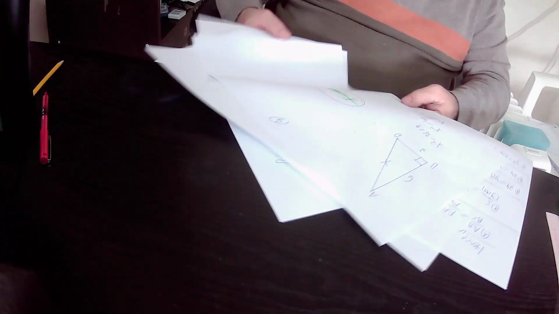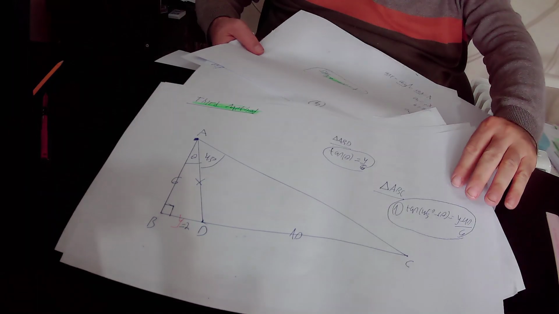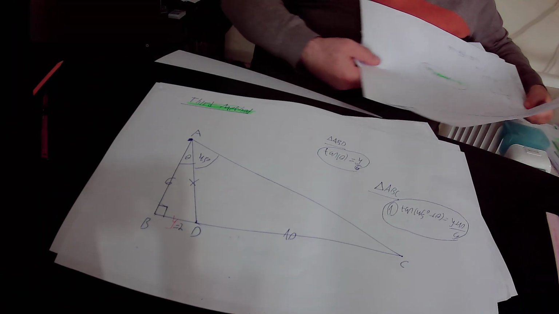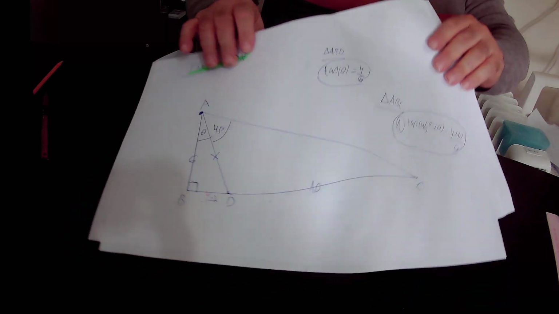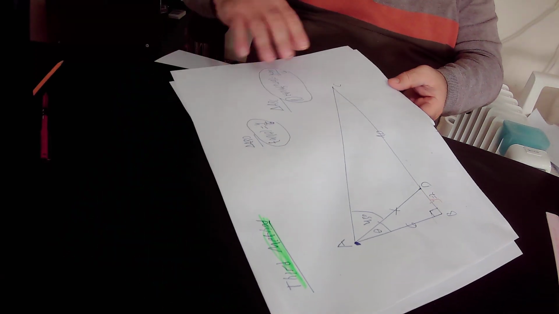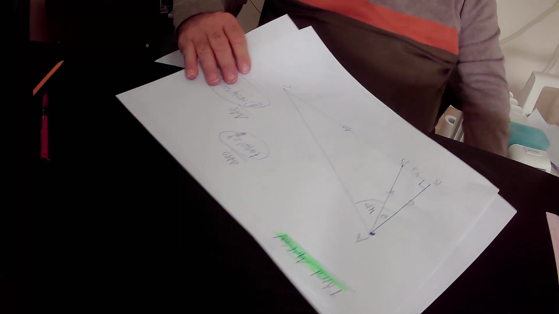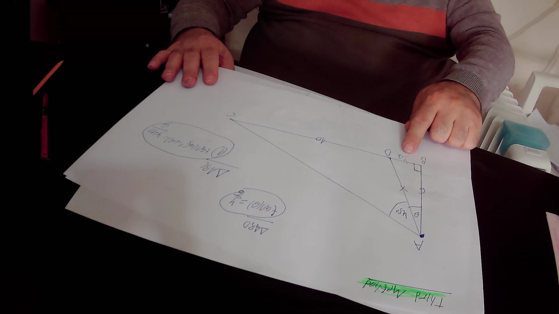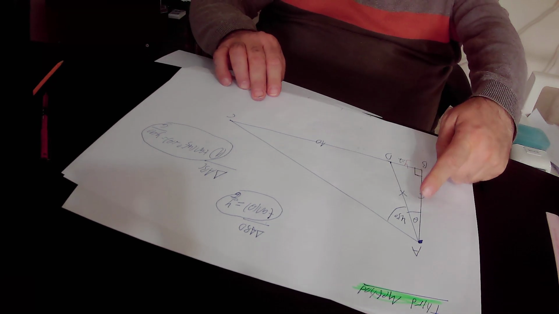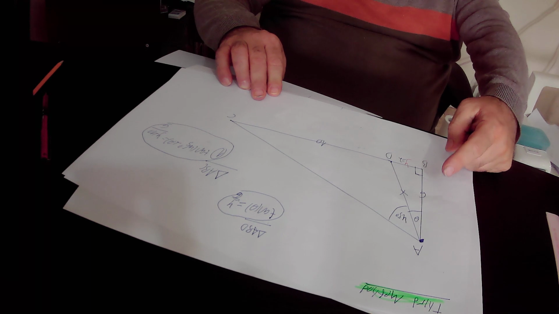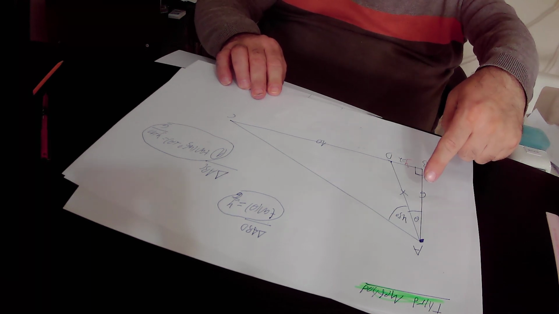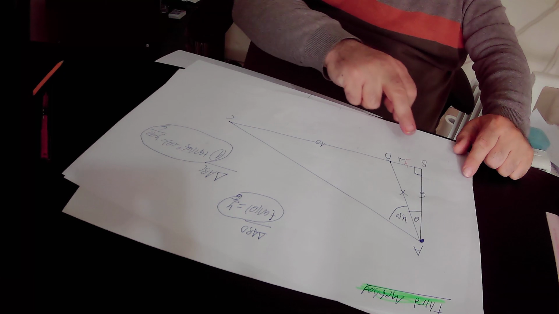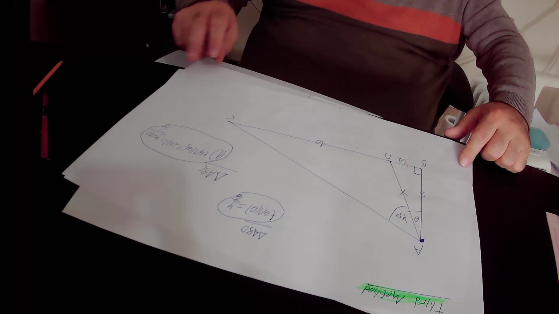Then I presented how to find the length using the third method. In the third method, we defined this angle as theta and this side as y. So in the right triangle, tan theta equals y over 6, and in the right triangle ABC, tan of theta plus 45 degrees equals y plus 10 over 6.